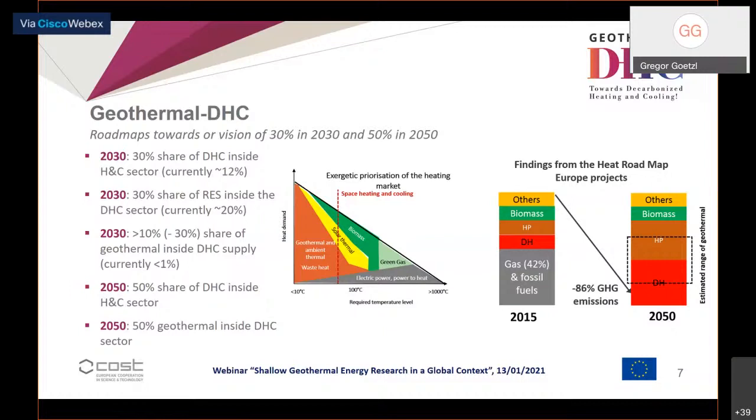But in the long term, I believe that geothermal will play a role, especially after the period of 2030, because we have long preparation periods. So the goals for 2050 would be a 50% share of DHC inside the heating and cooling sector, and inside DHC a 50% share of geothermal. That would be the ambition of this COST Action.